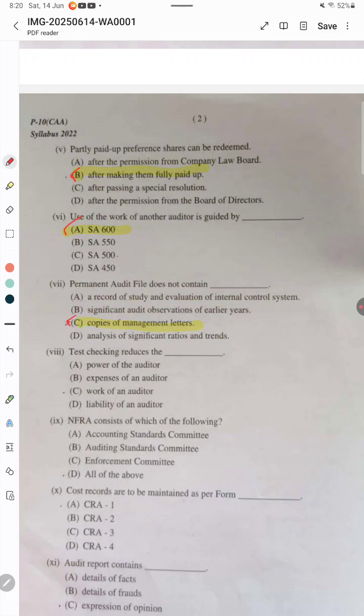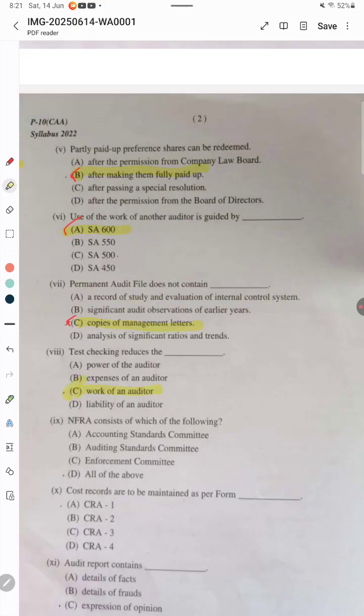Test checking reduces the power of the auditor, the expenses of the auditor, the work of the auditor, or the liability of the auditor. Actually, test checking will enable the auditor to reduce the work. So it reduces the work of the auditor, which is the correct answer. Please make note of it. Work of an auditor, that is the correct answer.